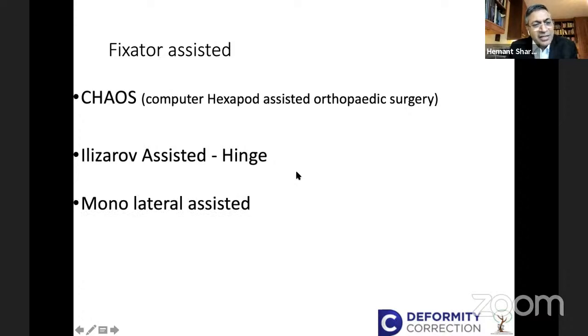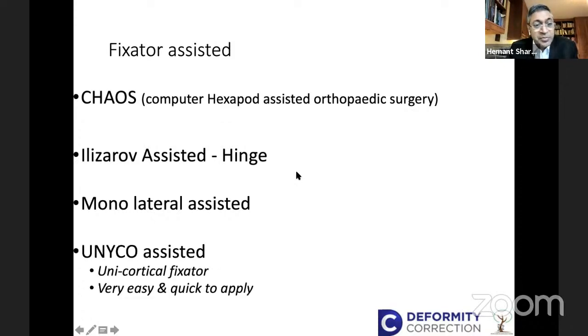Occasionally I do monolateral assisted, but I'm not very good at it because I didn't use LRS a lot in my practice, and therefore Mangal is fantastic with that. And if you're good at it, you can use monolateral. I've also started a unico assisted fixator deformity correction because it's a unicortical fixator. So I don't have to worry about where I put the pins, and I'll show you the example later on.